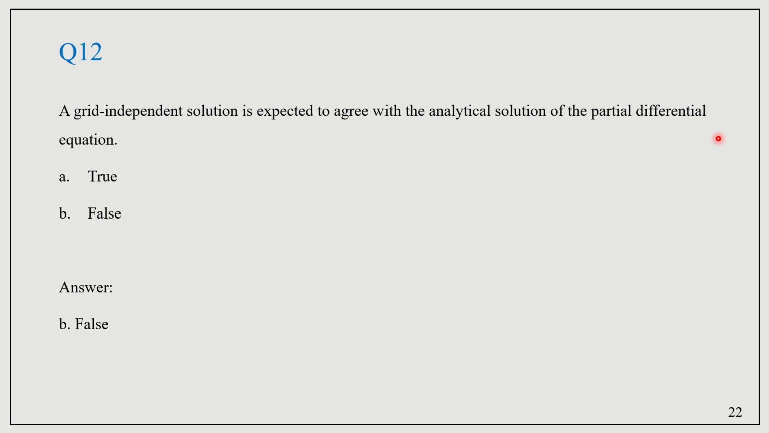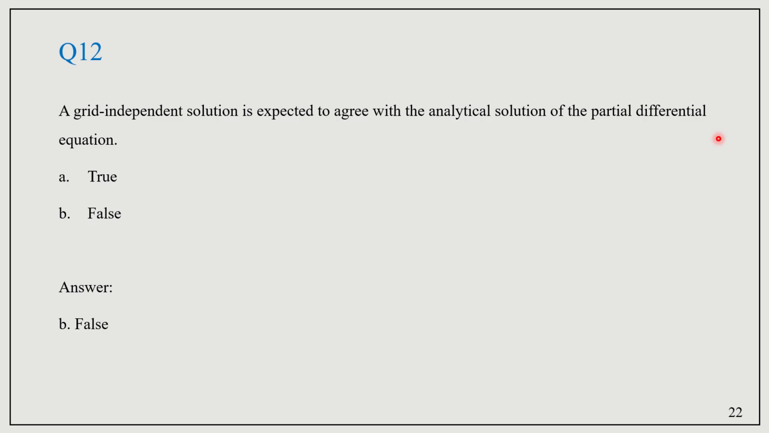A grid independent solution is one where, when you change the grid size beyond a certain limit, the solution does not vary much. That is what we call a grid independent solution. That is, the solution is independent of grid size beyond that limit. The solution is not varying much with respect to the grid size beyond that point. So it is known as a grid independent solution.